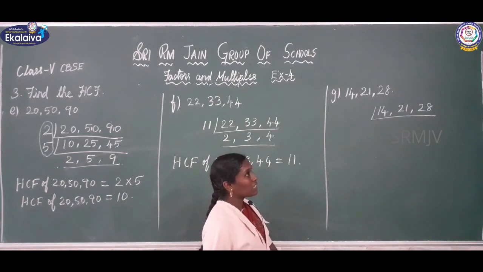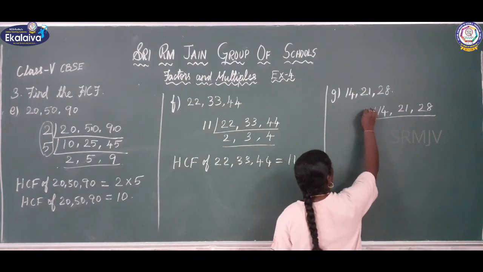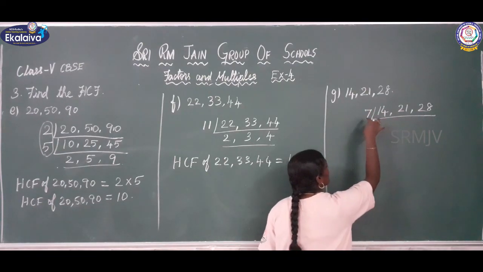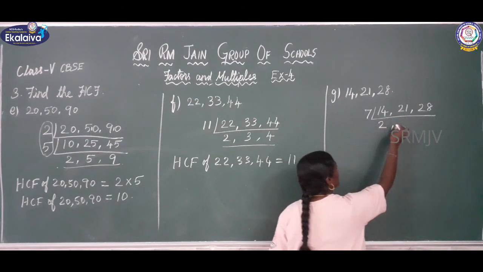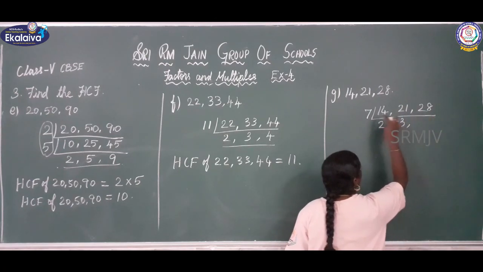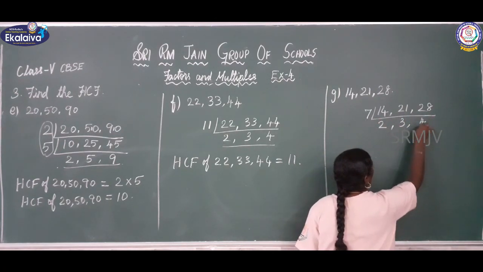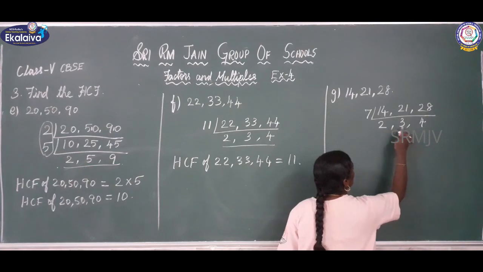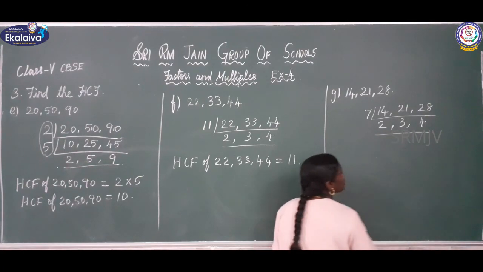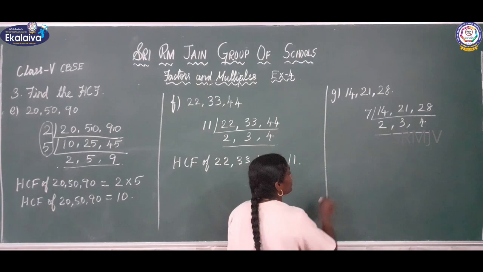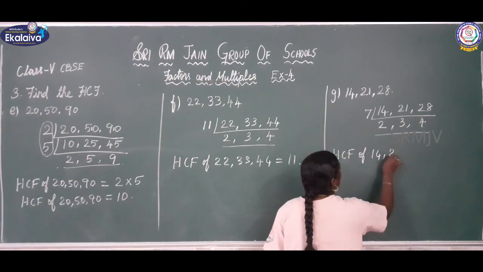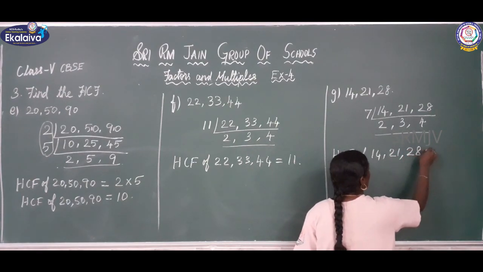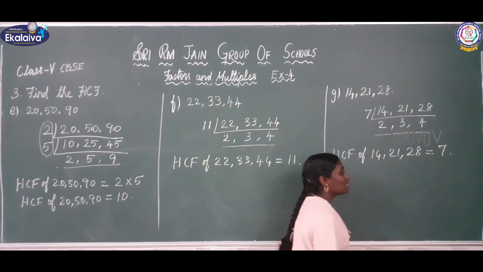It's not divisible by 3, 5, 2, then 7. It is divisible by 7. Okay, 14 divided by 7, that is 2. 21 divided by 7, that is 3. And 28 divided by 7, that is 4. Okay, here now we got 2, 3 and 4. For these three numbers, no common factor. So HCF of 14, 21 and 28 is 7. Is it clear, children?